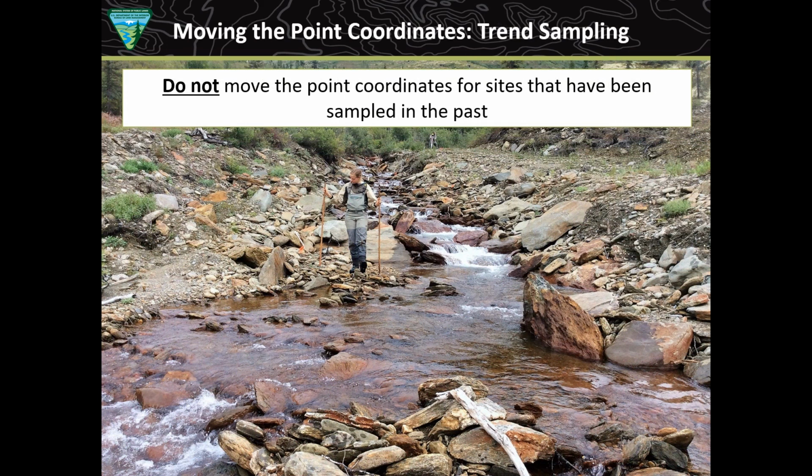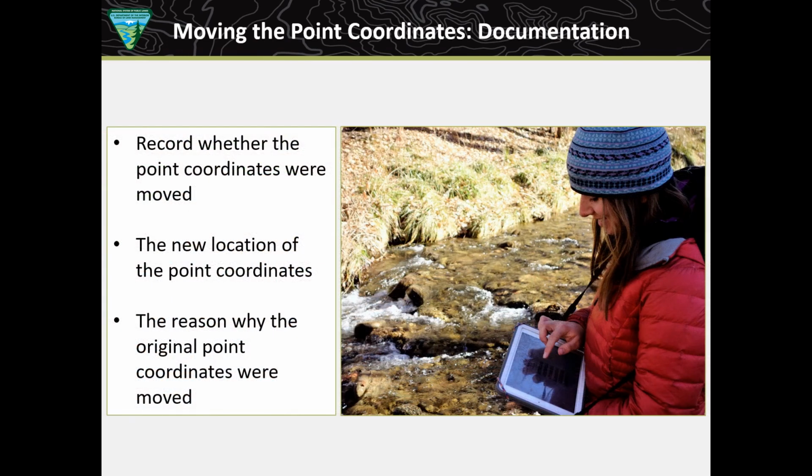The point coordinates for aquatic AIM sites that have been sampled in the past should not be moved. These sites should not be moved because trends for these systems cannot be analyzed if sampling did not occur in the same area. At all aquatic AIM sites where the point coordinates were moved, record the new location of the point coordinates and the reason why the original point coordinates were moved.